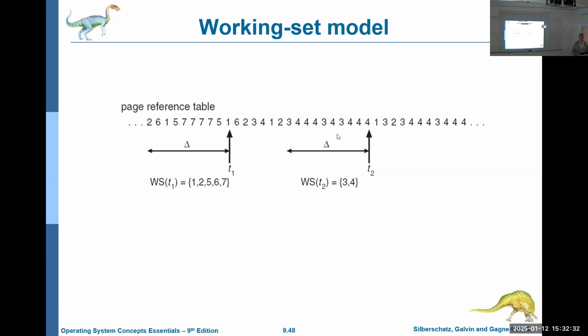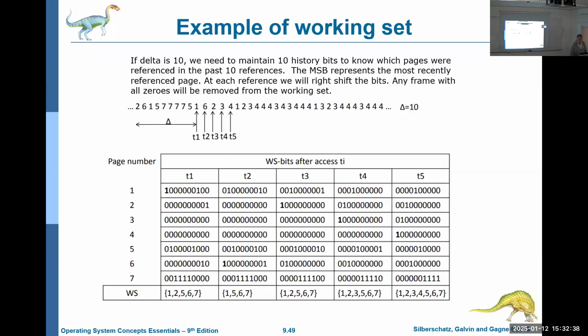It could be that if for the past 10,000 references, we've only referenced page 1, our working set will be 1 page. Yeah, why not? Okay, let's do an example of a working set. So if delta is 10, here, this is the interesting part.